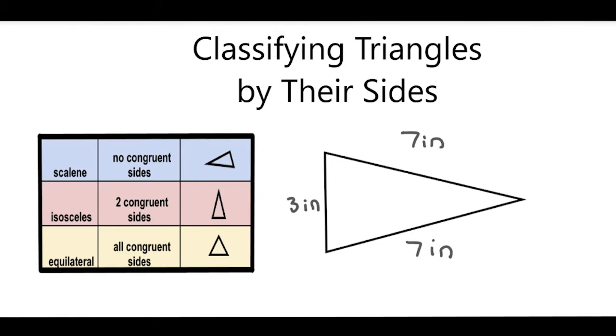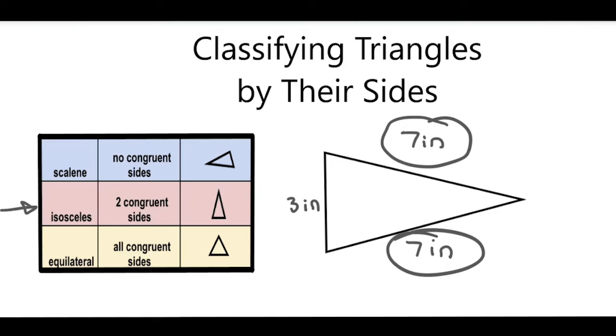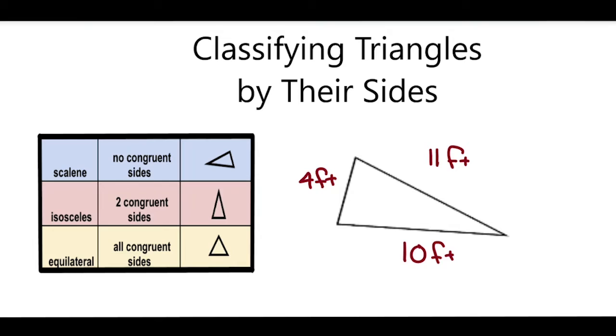So here I have a triangle, and the sides have lengths of 3 inches, 7 inches, and 7 inches. Well, because I have two sides that are the same length or are congruent, I would say that this is an isosceles triangle. Here I have a triangle that has sides with lengths of 4 feet, 10 feet, and 11 feet. Well, none of our sides are congruent, so I will say that this is a scalene triangle.